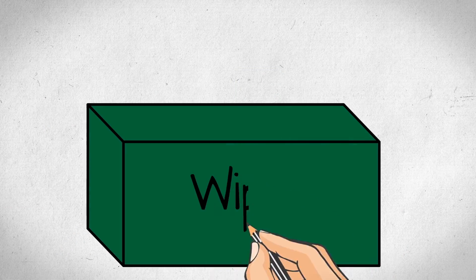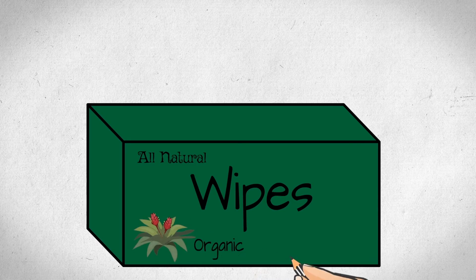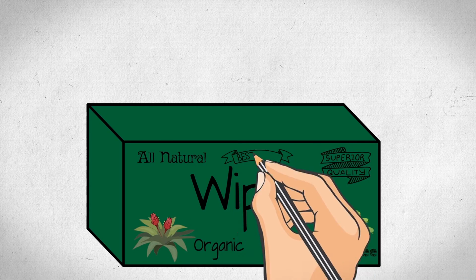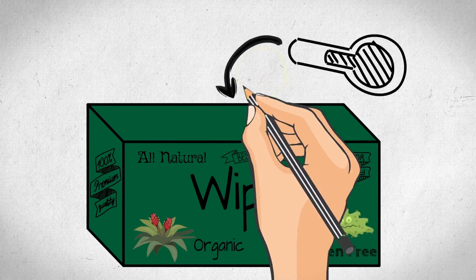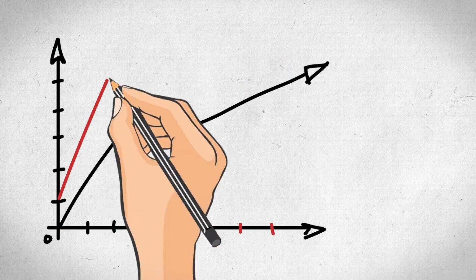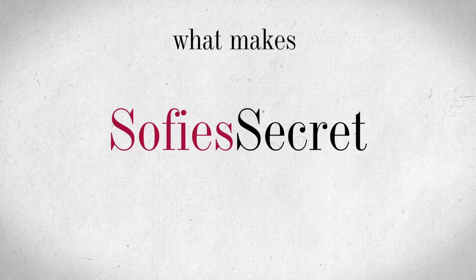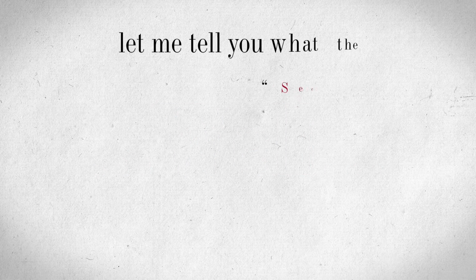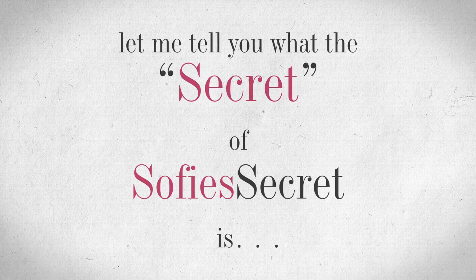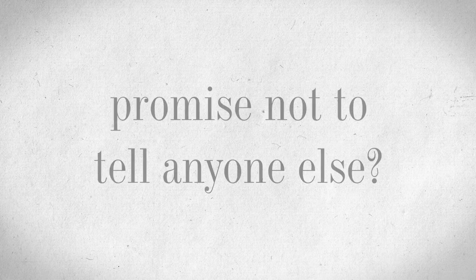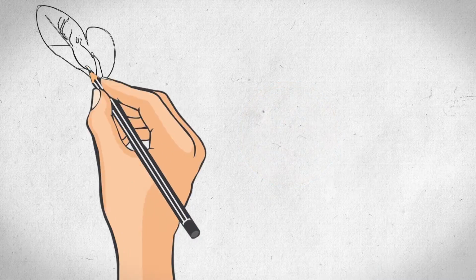Other brands go as far as saying they're all natural, organic, and paraben-free, when in reality, they add other just as bad ingredients in their products to extend shelf life or make the solution more effective and of course cheaper. So, what makes SofiesSecret different from all other brands? Well, let me tell you what the secret of SofiesSecret is. Promise not to tell anyone else? Okay, good. It's our ingredients.